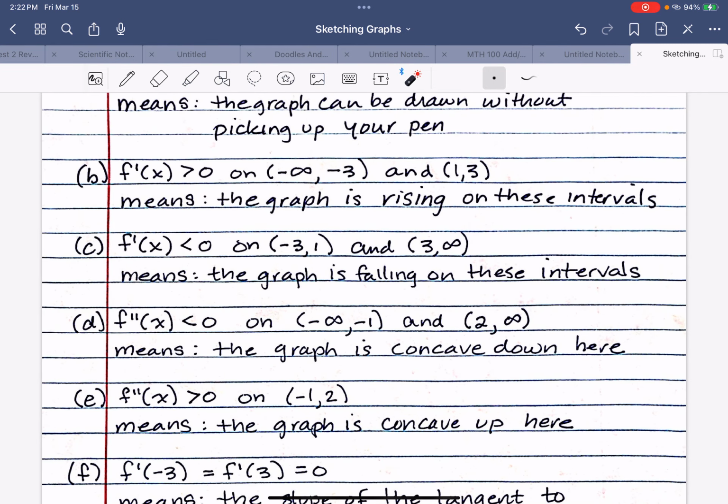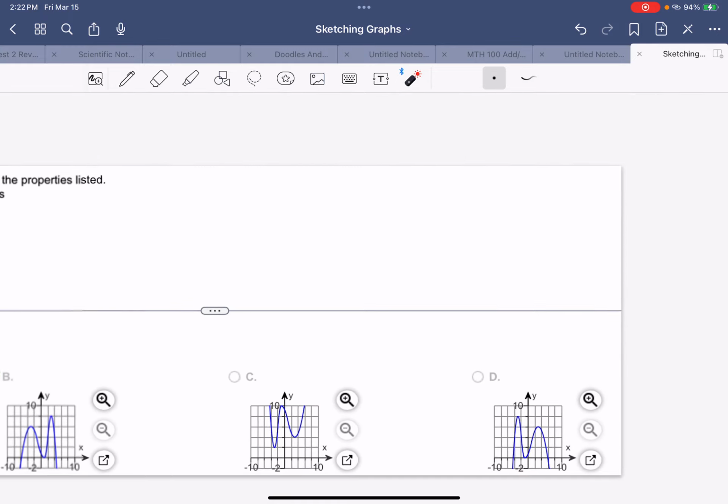Choice B: f prime of x is greater than 0 from negative infinity to negative 3 and from 1 to 3. That means the graph is rising on these intervals. So we're going to look for it to rise from negative infinity to negative 3 and from 1 to 3.